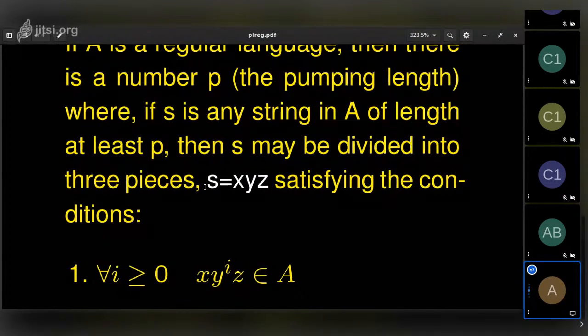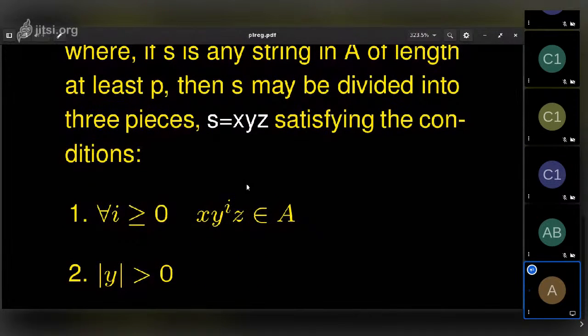That string S, whichever it be, it should be applicable to any string from that language. Then that string S of length at least P could be broken into three concatenated pieces X, Y, Z, such that if you pump this Y, the pumping piece, then the string will also be in the same language. That is the pumping lemma property: for i greater than or equal to 0, X Y raised to i Z.